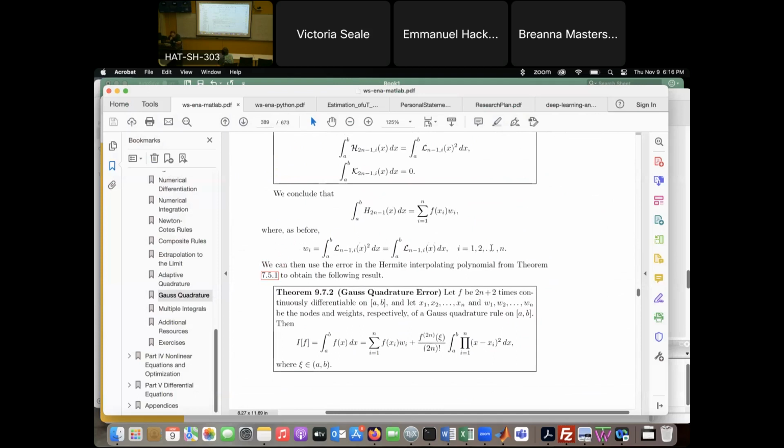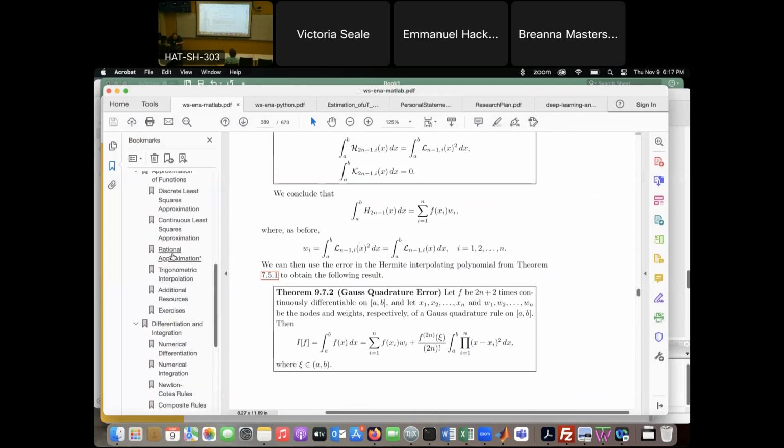Because if I use the error in the Lagrange interpolating polynomial, I would get a formula like this, but the difference would be these would not be squared, and I'd have the nth derivative of f rather than 2n. And that would conceal the fact that the Gauss Quadrature rule is exact for polynomials up to degree 2n minus 1. Here, that's more apparent, because if that is a polynomial of degree up to 2n minus 1, its 2n-th derivative is 0. So then the rule would have to be exact. But we wouldn't be able to see that unless we use the Hermite interpolation error instead of Lagrange. So again, it seemed like an odd choice, but thankfully everything worked out.